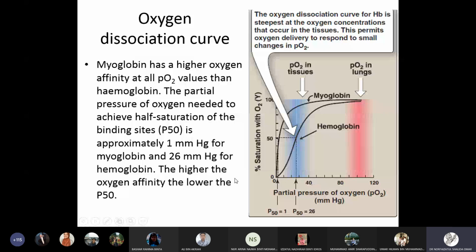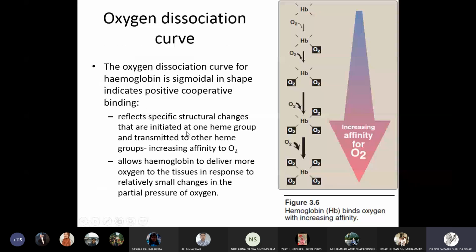And then what it means by the positive cooperative: the oxygen dissociation curve for hemoglobin is sigmoidal in shape, which indicates positive cooperative binding. So this reflects the specific structural changes that are initiated at one heme group and transmitted to other heme groups, increasing the affinity for oxygen.